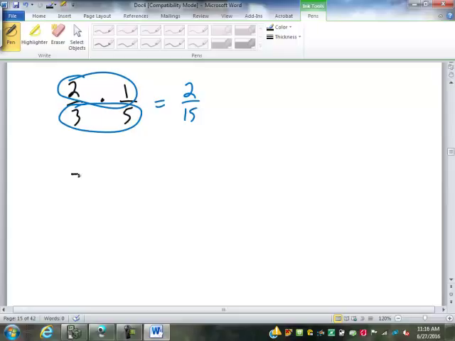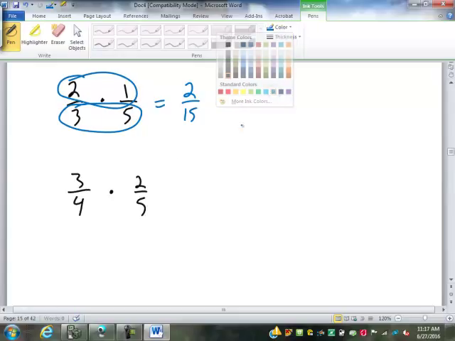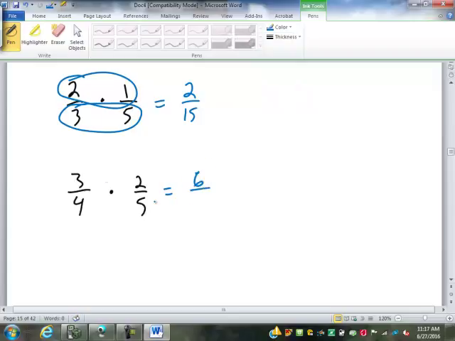So 2/3 times 1/5 is 2/15. Now we might have something like 3/4 times 2/5. What are we going to get? Well, 3 times 2 is 6. 4 times 5 is 20. Now, of course, what can we do with this? We're going to reduce. We're going to divide both of those by 2. You get 3/10. Now, some of you might be looking at this wondering, well, why didn't you? We could have cross-canceled before we multiplied. Why did you do that?